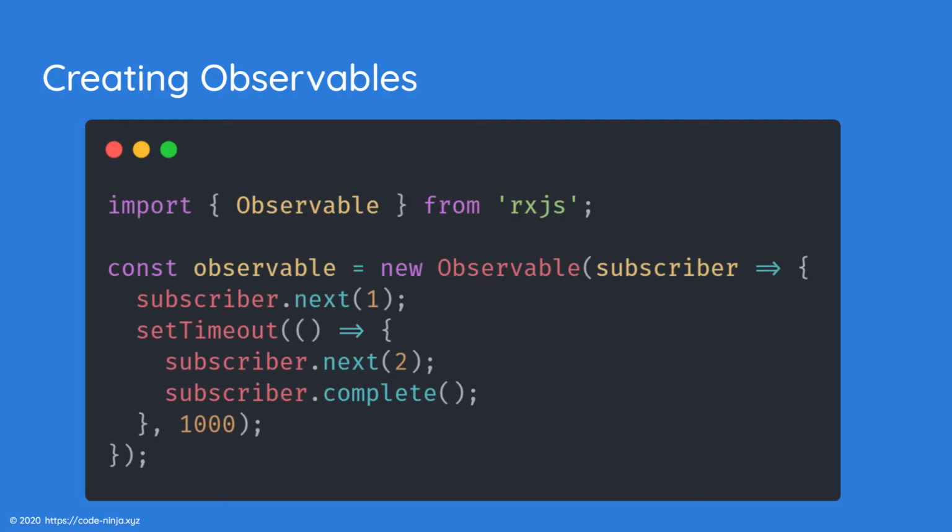And like I mentioned before, because observables are lazy by nature, the observable created here is not emitting any value just yet. It needs a subscriber to subscribe to it before it can emit the values 1 and 2.